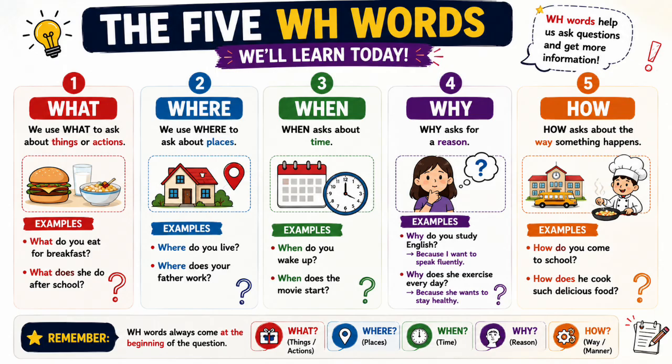The 5 main WH words. There are 5 WH words we'll learn today. Number 1. What? We use what to ask about things or actions. For example, what do you eat for breakfast? What does she do after school? Number 2. Where? We use where to ask about places. Where do you live? Where does your father work?